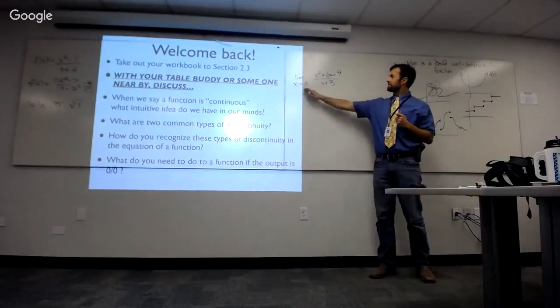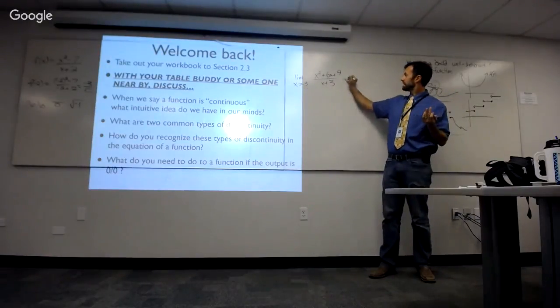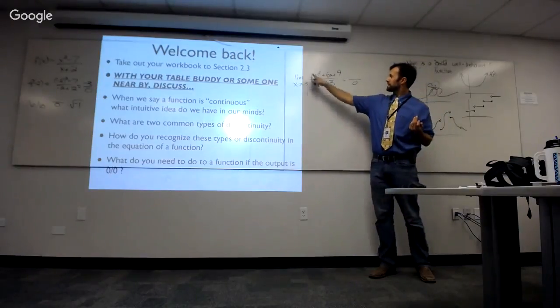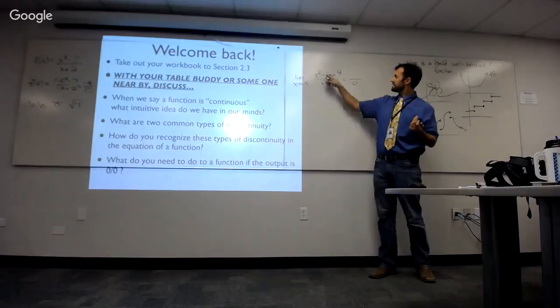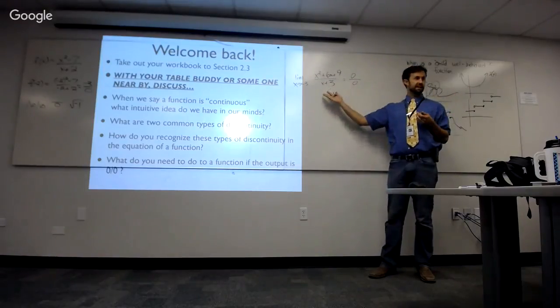Can I just plug -3 into this function? What would happen if I did? Yeah, it'd be undefined. The bottom, -3 plus 3, is 0. I still have to plug -3 up there. That would be 9 minus 18 plus 9, that's also 0. So I don't know what the value of this is yet.